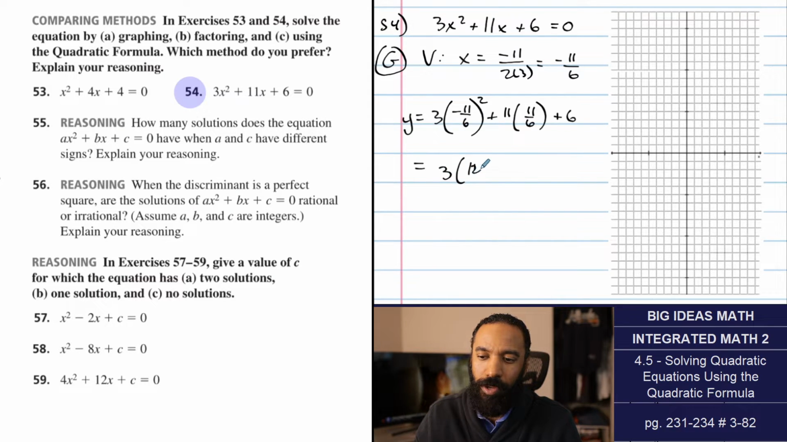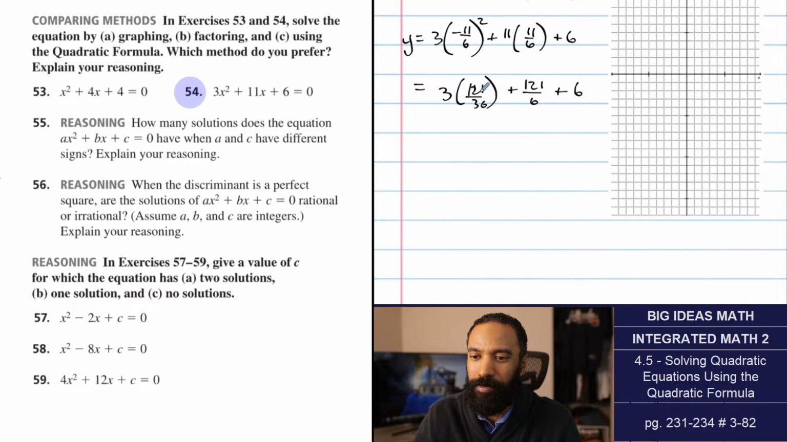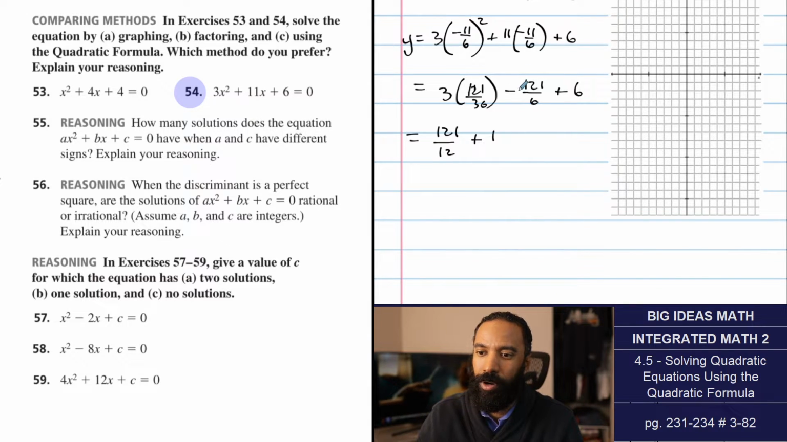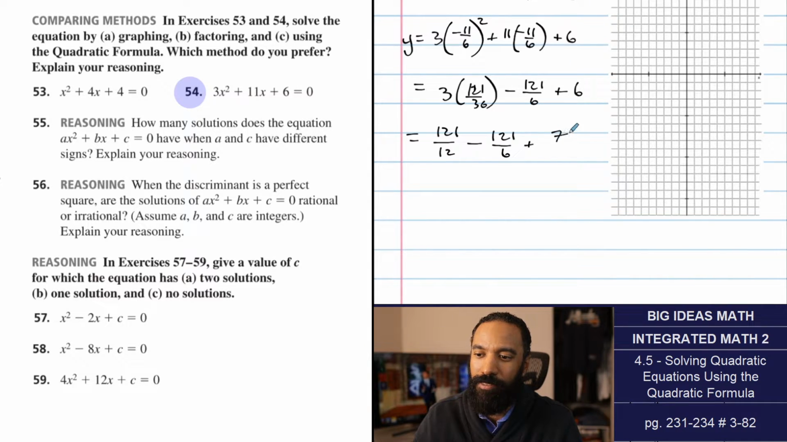3 times 121 over 36, that's squaring that, plus 121 over 6 plus 6, which is 121 over 12. 3 over 36 is 1/12 plus, excuse me, this is negative here, so this is a minus here. I don't want to mess this up. Minus 121 over 6 plus, now 6 is 36 over 6. Oh, excuse me, 72 over 12, because what we're about to do is get a common denominator.